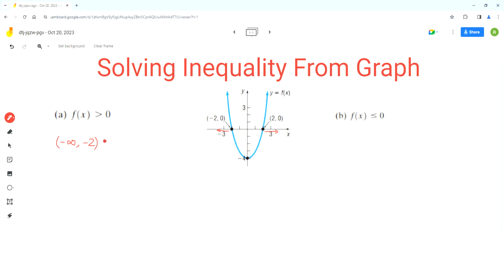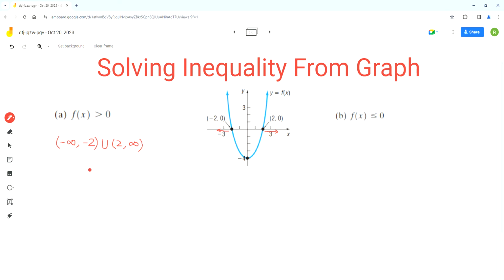We don't use the square brackets. And now the union symbol. And now we have to write the interval for the right side of the x-axis where the graph is above the x-axis, and that is from 2 to +∞. So this is the solution for part A. Now here we use the parentheses for 2 because 2 is not part of the solution. Now this is the answer in the interval notation.